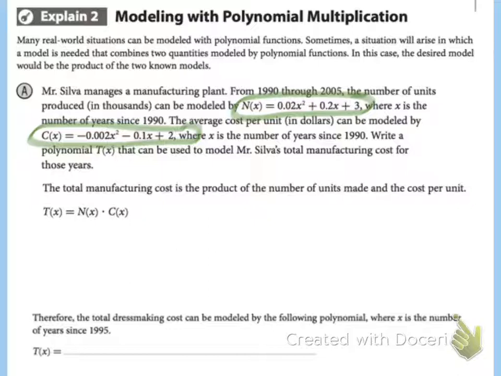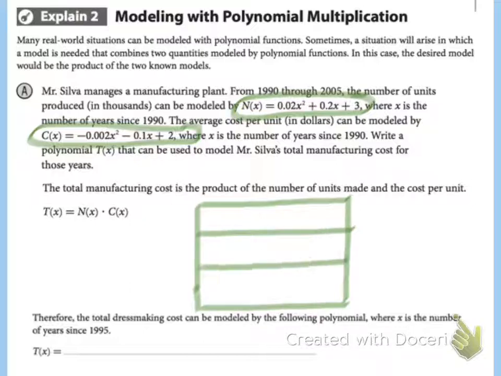So write a polynomial called t of x, which would be total of x, right? That can be used to model Mr. Silva's total manufacturing cost for those years. So this time we have a cost of items and the number of items that are produced. And so we want the total. So we're going to multiply the two. So if we were going to do that and use the box method, we'd have 3 terms in each. So that'd be a 3 by 3. So we create a 3 by 3 box, maybe like this.